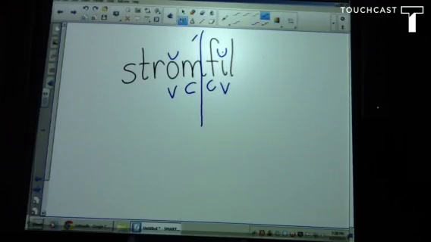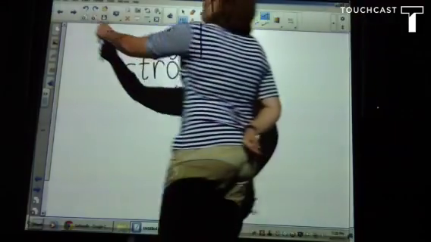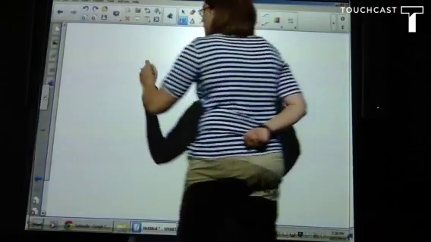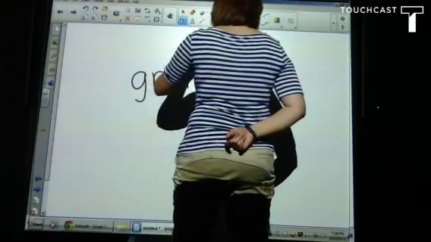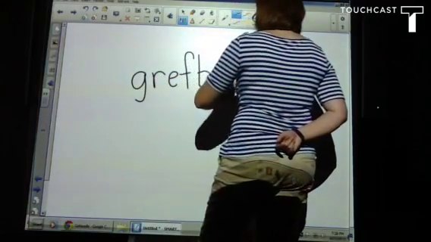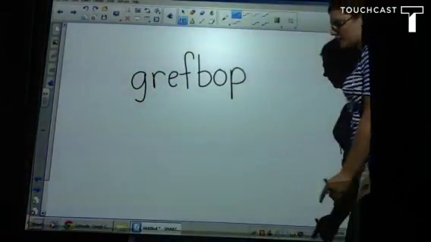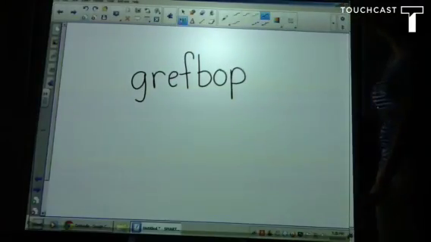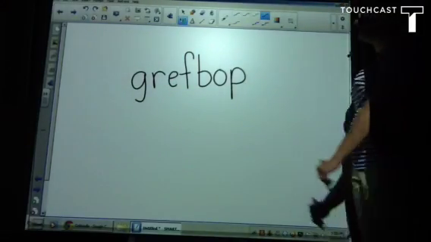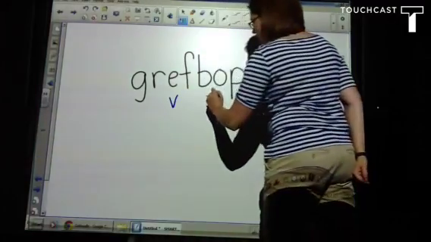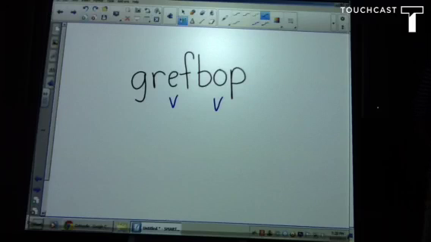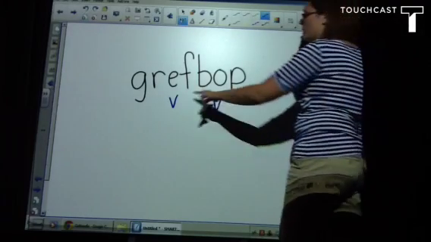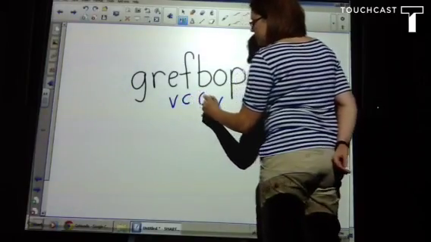Let's try one more. How many vowels do I have in this word? Two. What are they? E, O. The E and the O. So I'm going to write my small v's underneath. Then I need to find the consonants in between. Remember, only the ones between the vowels.